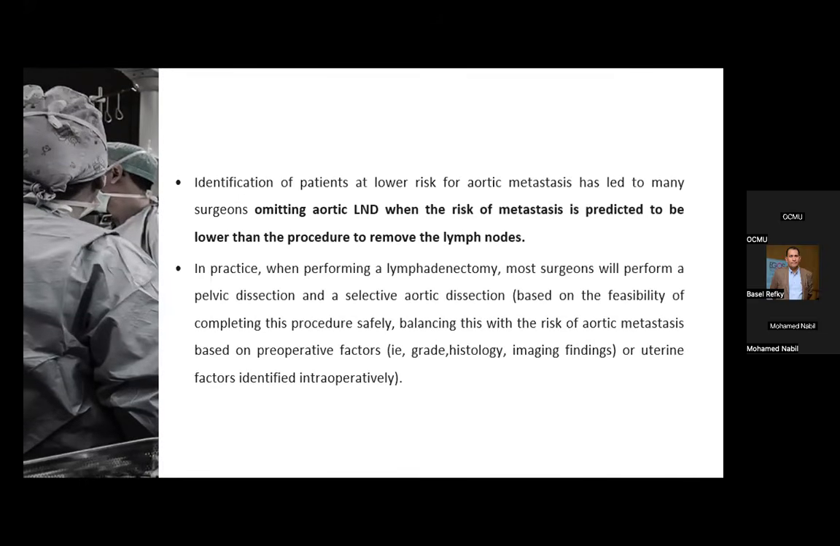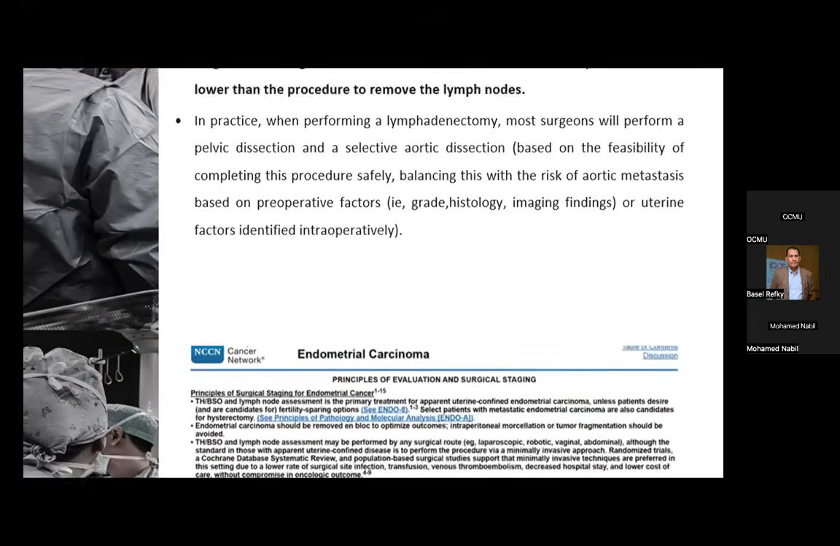So identification of patients at lower risk for aortic metastasis has led many surgeons to omit the aortic lymphadenectomy when the risk of metastasis is predicted to be lower than the risk of the procedure to remove the lymph nodes. In practice, when performing a lymphadenectomy, most surgeons perform a pelvic dissection and a selective aortic dissection based on the feasibility of completing the procedure safely. As we said, if the patient is morbidly obese, the surgeon has a risk going into this area. He may omit the para-aortic lymphadenectomy.